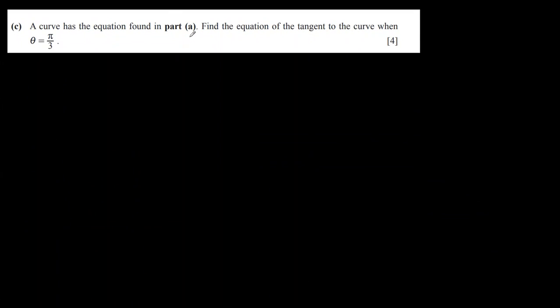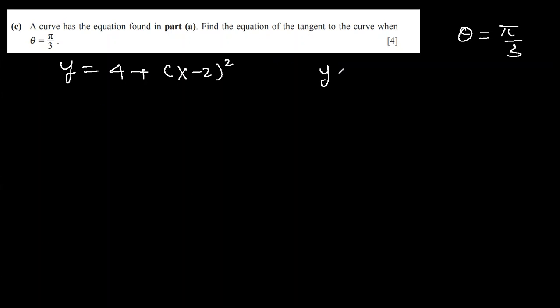A curve has the equation found in part A. Okay, what was the equation? Y equal to 4 plus x minus 2 square. Find the equation of the tangent to the curve when theta is pi by 3. So for the equation of the tangent, we have this general format, y minus y1 equal to m times x minus x1, where x1 and y1 are the specific values. We have not been given x1 and y1, so we have to find them.